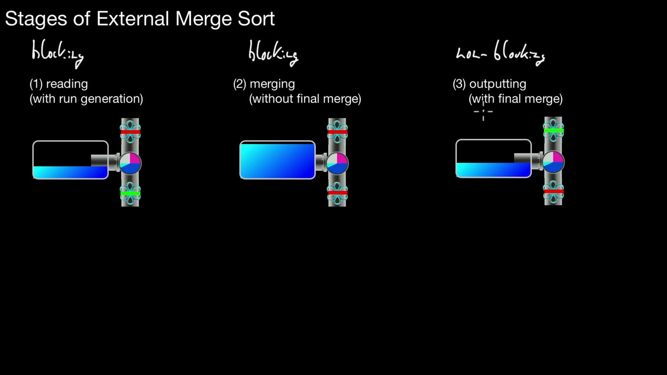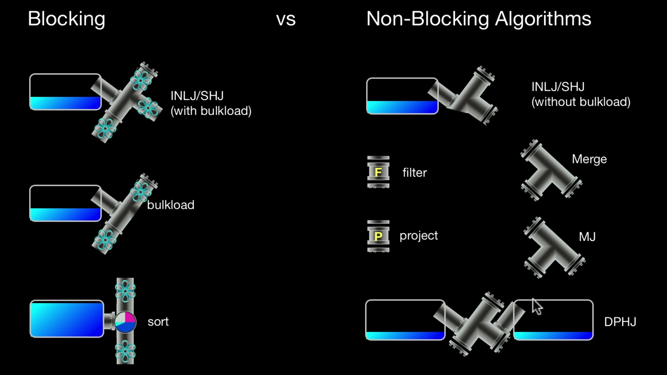This final merge, we also call that the online merge, online merging. The last merge of the merge tree can be executed online, it doesn't have to be materialized. So those are the phases of external merge sort. Here I try to depict the different building blocks we have seen so far. Here we are on the blocking side, here we are on the non-blocking side.